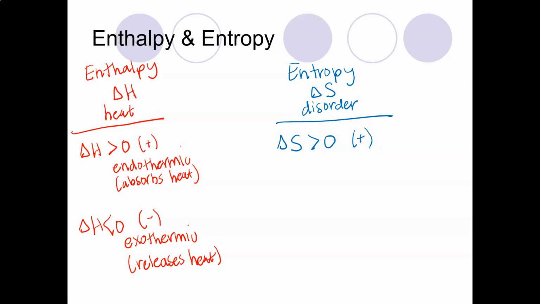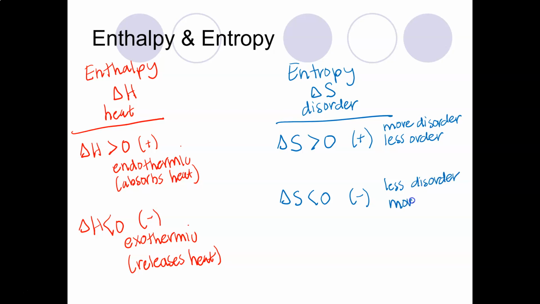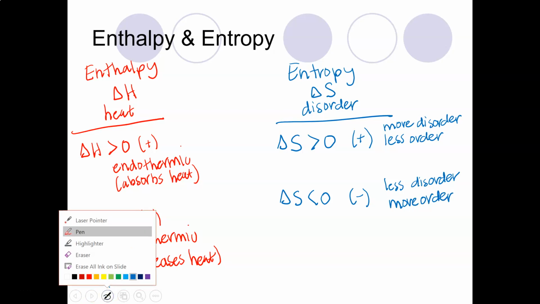So if delta S is positive, that means the change in disorder is increasing. So it's becoming more disordered. And another way to say that is there's less order. Okay, well, delta S can also be less than 0, which is negative, which means the change in disorder is going down. So there's less disorder, or in other words, there is more order. Now with entropy, we don't have fancy words that describe this, we just have these descriptions.